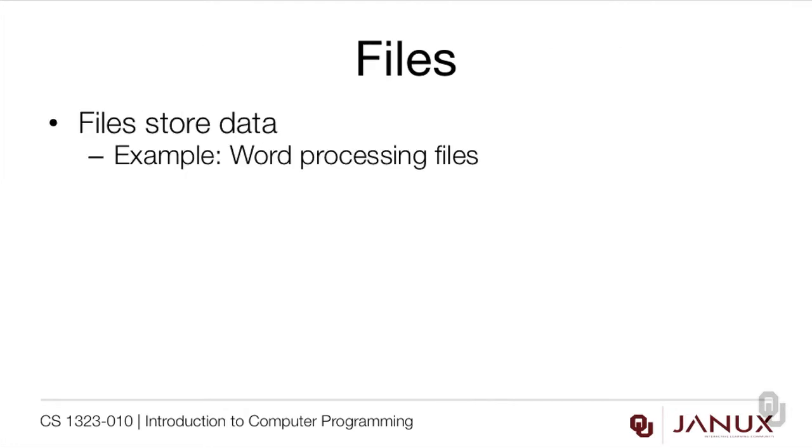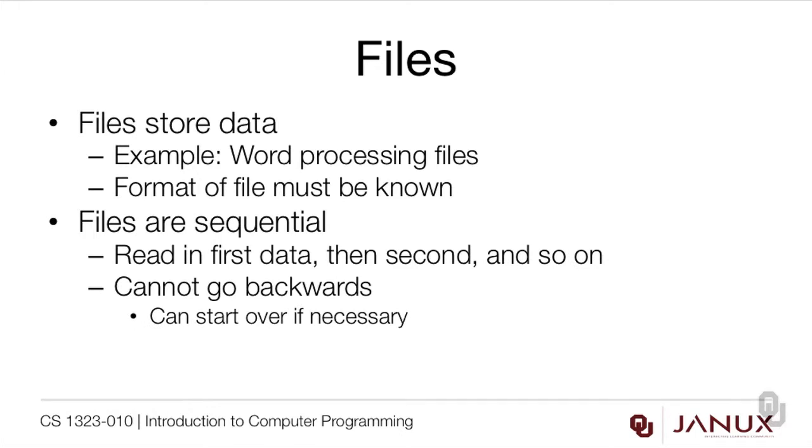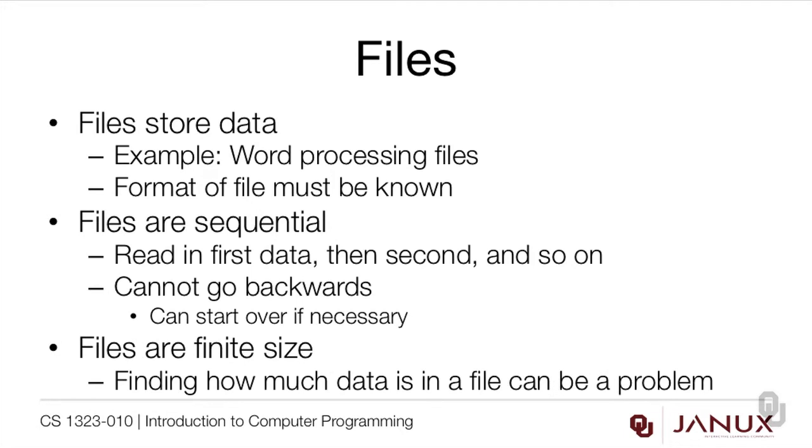Now let's talk a little bit about files. Files are used to store data. So for example, every word processor has its own file. Now the format of the file has to be known, and these formats can be incredibly complicated. Data in files is stored sequentially, and so you read in the first data element first, then the second, and so on. The thing that's tricky here is you can't go backwards in a file, although you can start over if you really have to, but you don't want to do that very often.